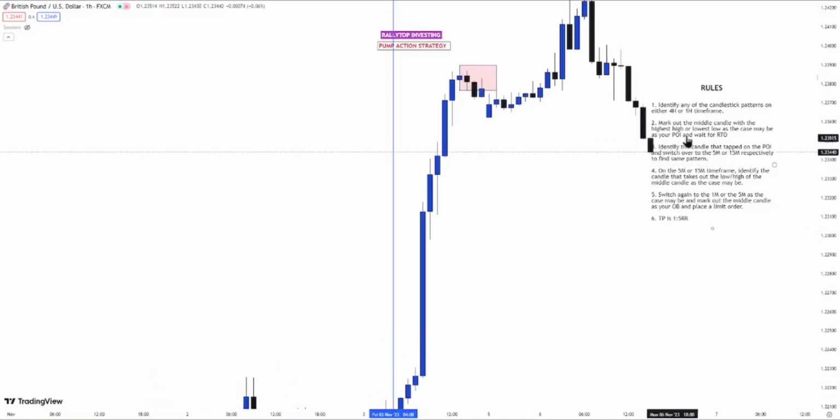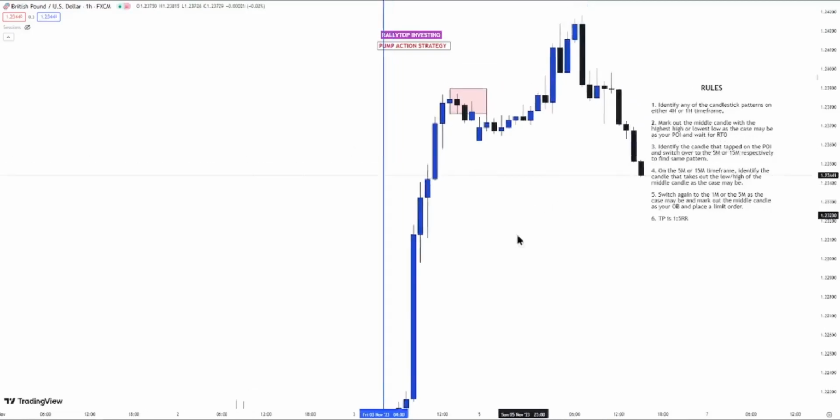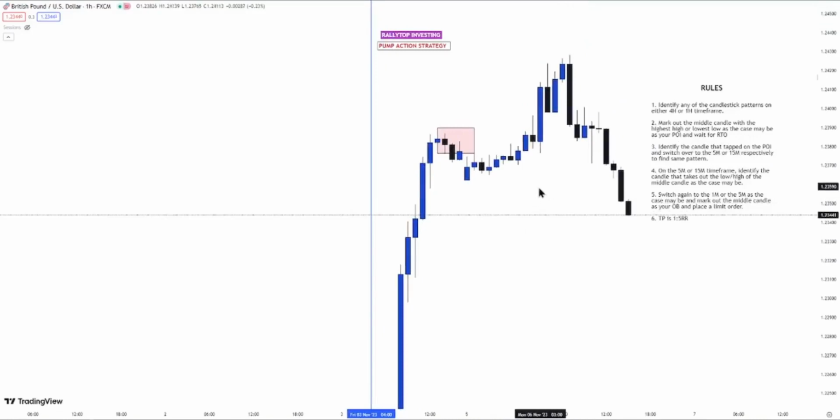Now, rule 2 says, mark out the middle candle with the highest high or lowest low, as the case may be, as your POI, and wait for RTO, which is return to origin. I've done that now. So where is the candle that returned to the origin? It is this one. After price took it out here, this one went back to return to origin.